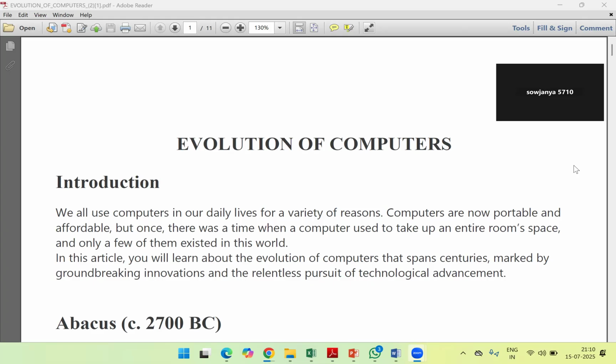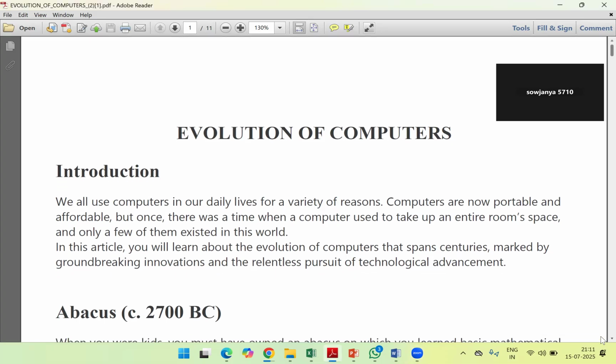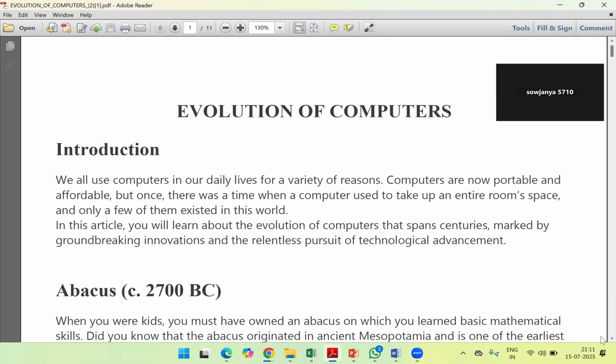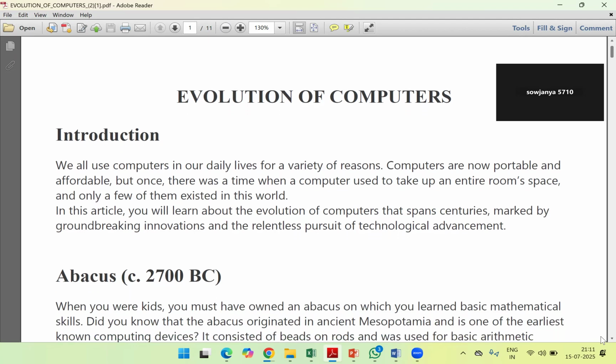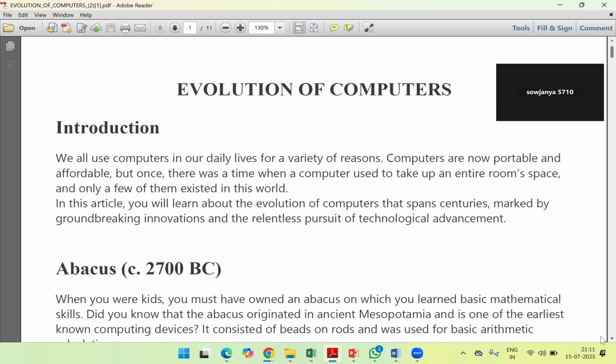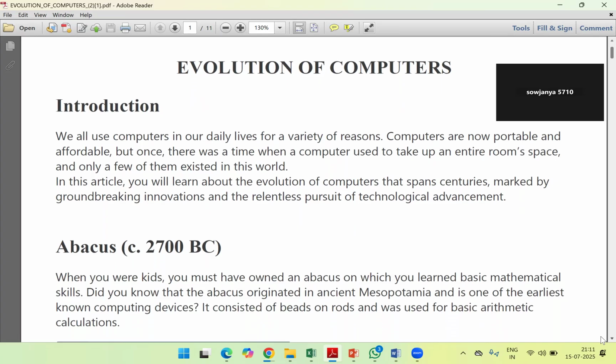So computers are now portable and affordable, but once there was a time when a computer used to take up an entire room, and only a few of them existed in this world. So in this article, you will learn about the evolution of computers that spans centuries, marked by groundbreaking innovations and the relentless pursuit of technological advancement.